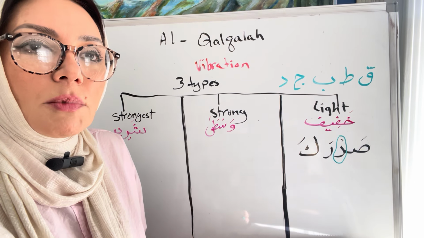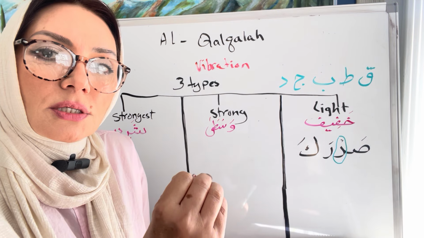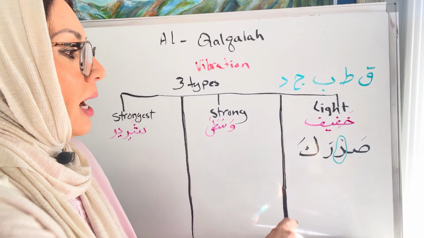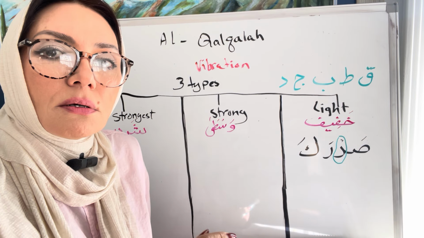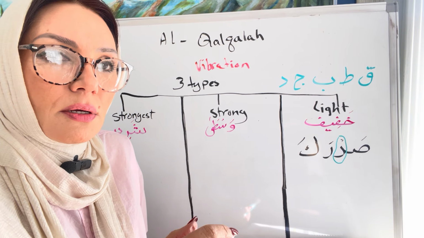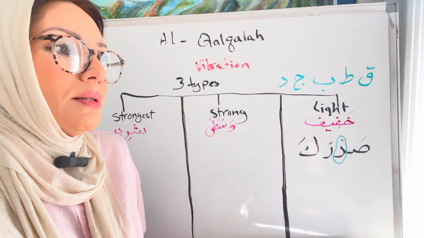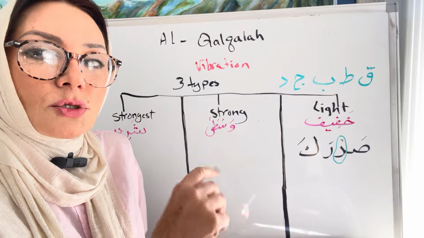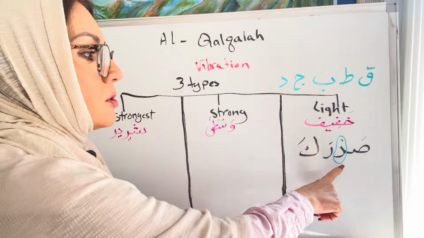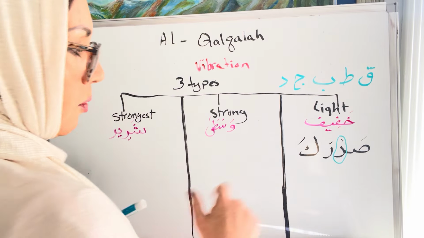So what does that mean? That means when you're reading it, you're not shaking it too much. It's just a little shake, and then you move on. So how we read this is صدرك, very light. The dal comes up because there's a sukun on it, so it just bounces. So it's صد صدرك, right?